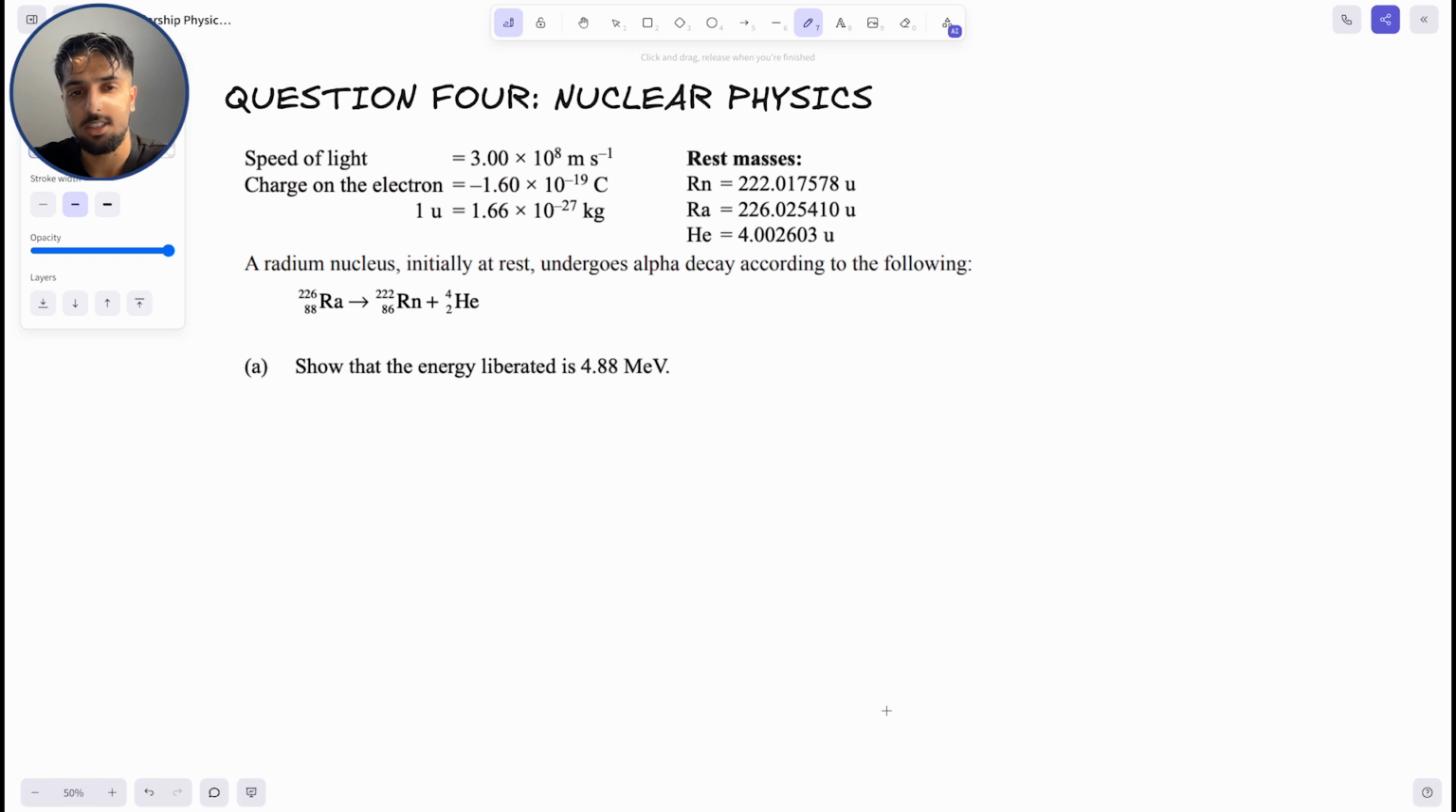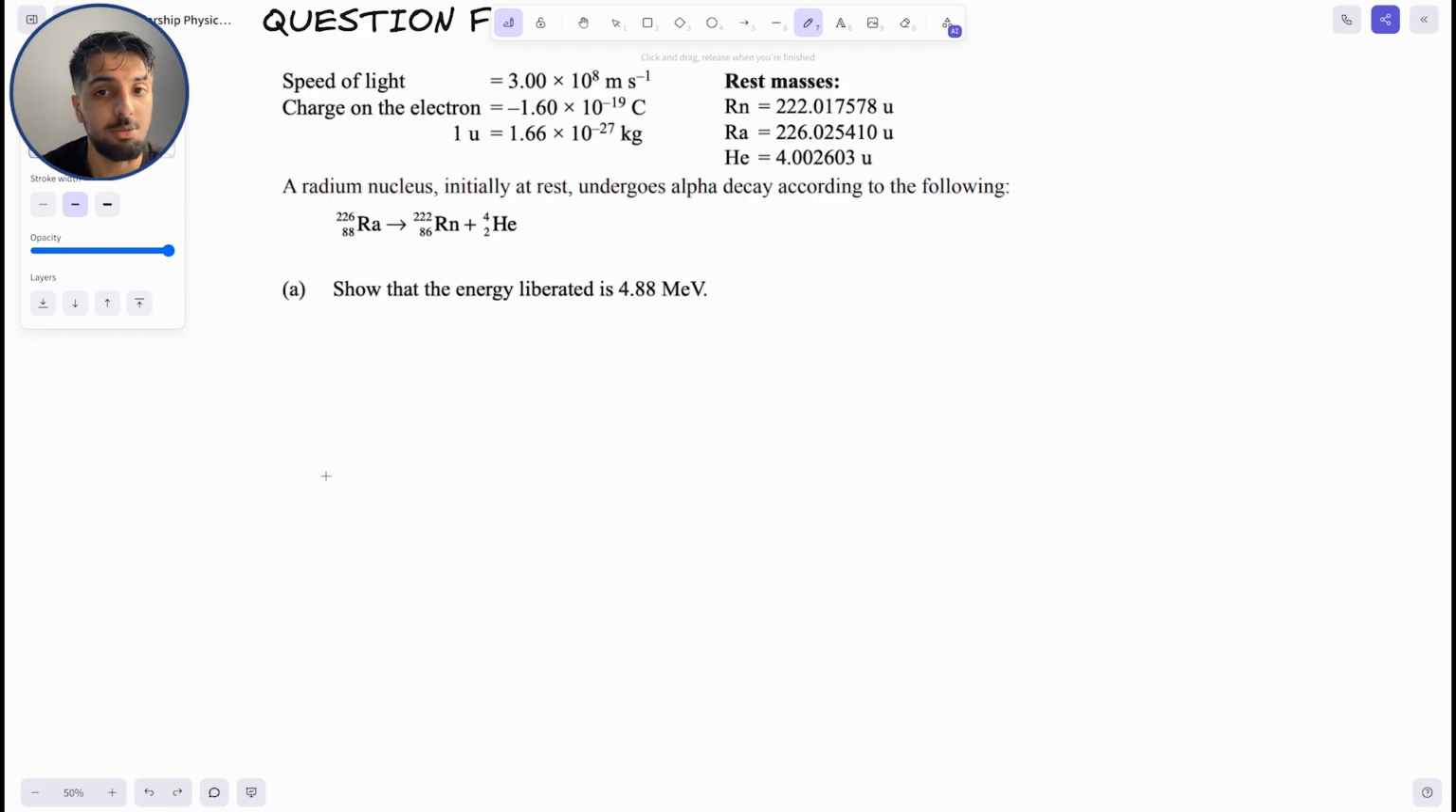A radium nucleus, initially at rest, undergoes alpha decay according to the following equation. Show that the energy liberated is 4.88 mega electron volts. Okay, so first we need to figure out the mass deficit. In order to do this, we take the mass before and we minus it by the mass after. This way we see the difference in mass, and this is our mass deficit.